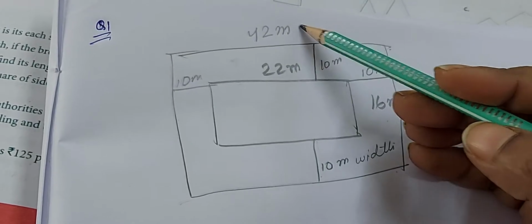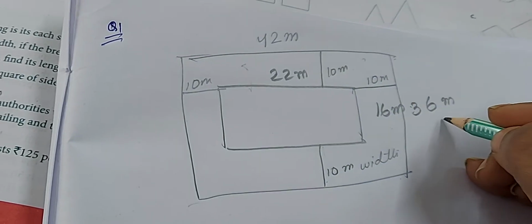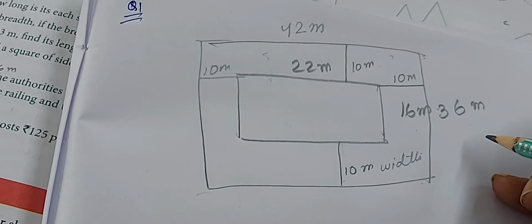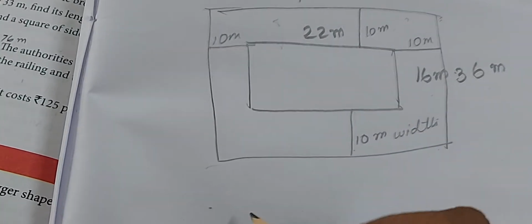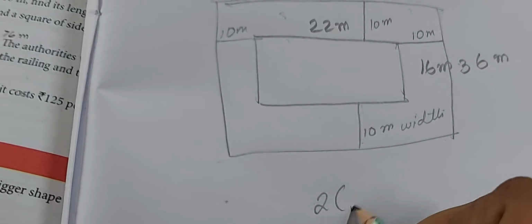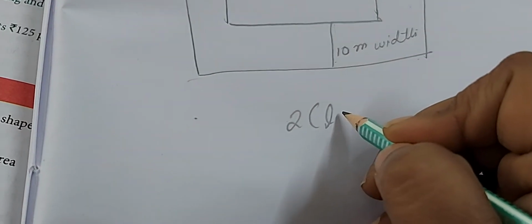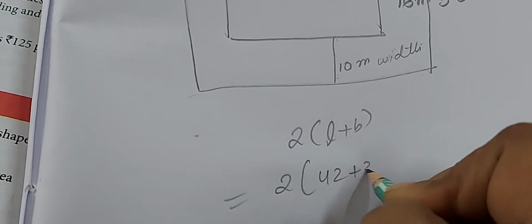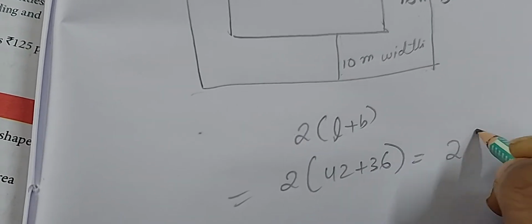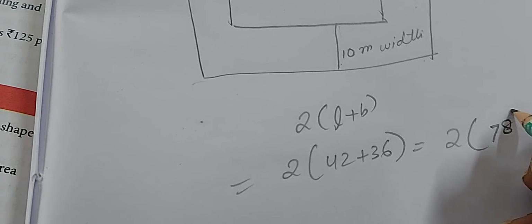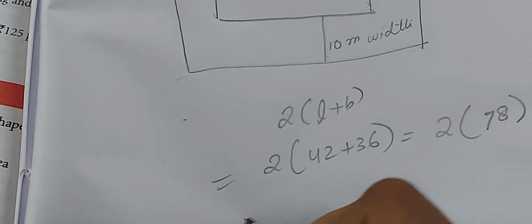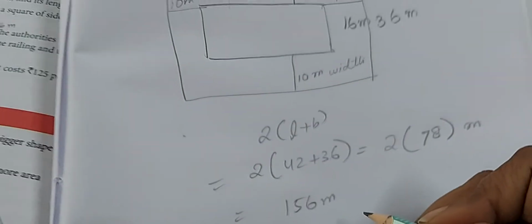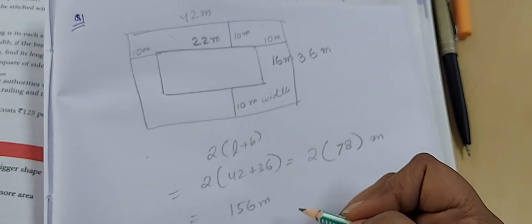So when you get the length as 42 meter and breadth as 36 meter, now you can easily take out the perimeter of this. That comes out to be 2(L plus B), that is equal to 2 into (42 plus 36), that is equal to 2 into 78, that is equal to 156 meter. That is the answer you are going to get. So I hope this is clear to everybody.